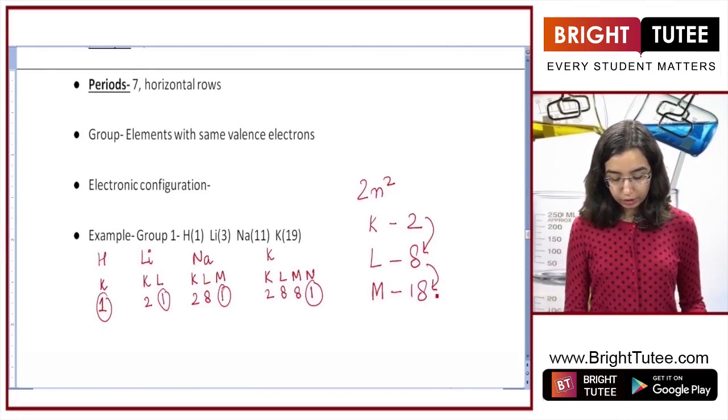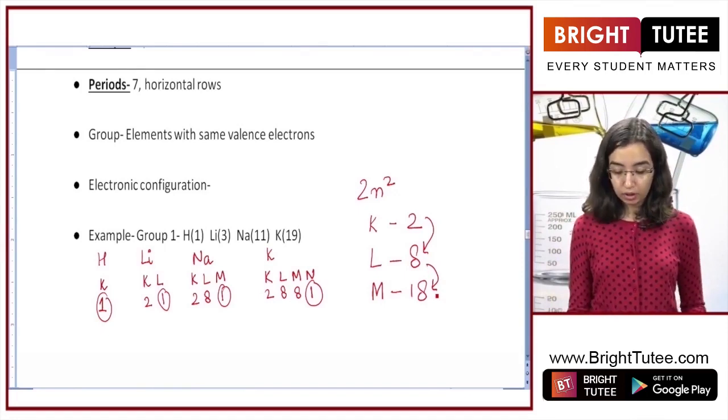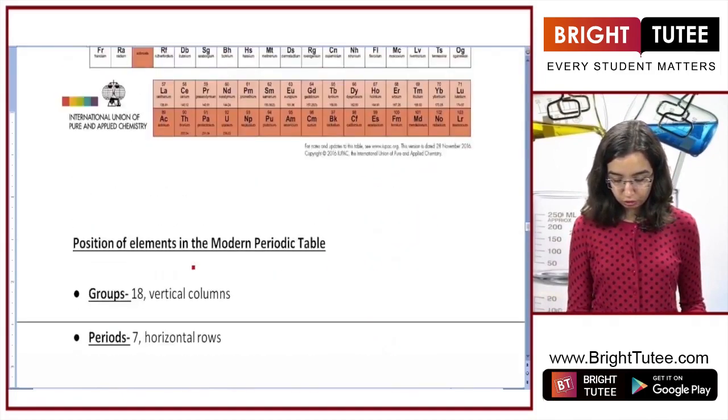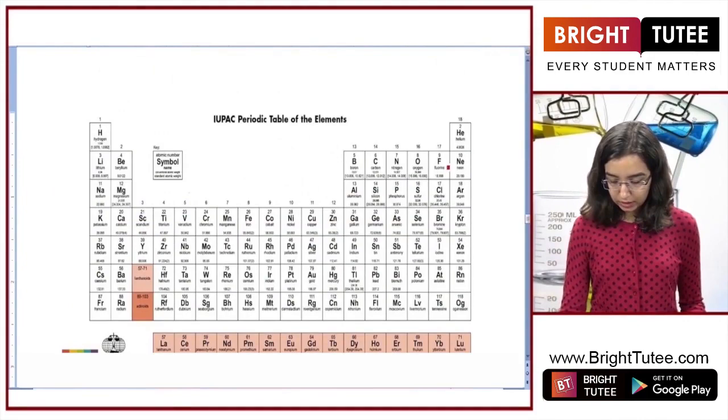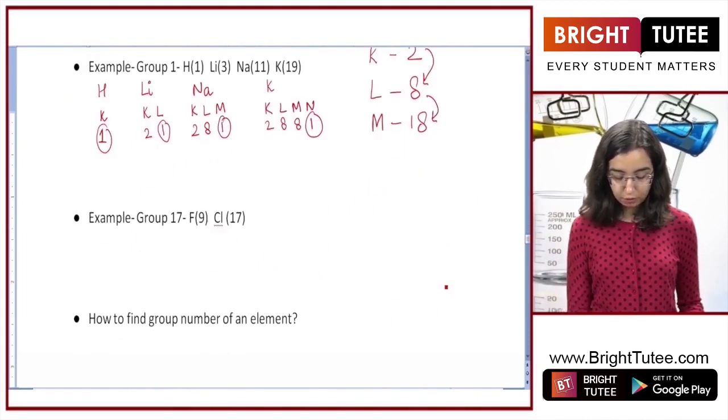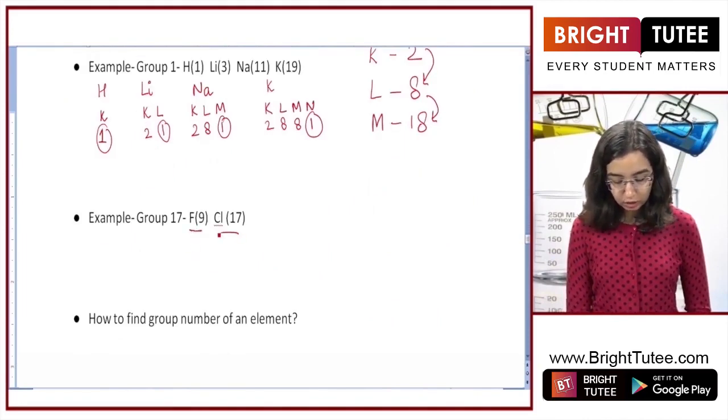Okay, so now that you've understood how elements are put into different groups, let's move on to another example and take up group 17. I'll just show you group 17. It has fluorine, chlorine, bromine, iodine, etc. I've taken up two elements from the activity, which are fluorine and chlorine.